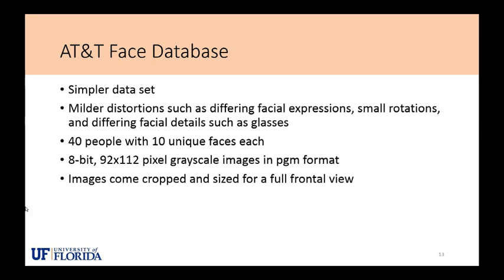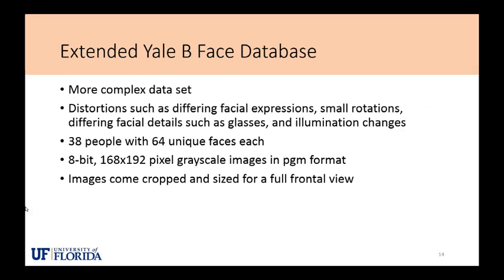Okay, so next we're going to move on to the databases. The 2 databases are the AT&T one first. This is the simpler data set, as I may have mentioned. There are very mild distortions, such as differing facial expressions, smiling or frowny face, small rotations of the head, as well as differing facial details, such as some wearing glasses or some not wearing glasses. In this data set, there are 40 separate people. Each person has 10 unique faces. All the images are 8-bit, 92 by 112 pixels, all grayscale and PGM format. And thankfully they've come cropped and sized for a full frontal view, so there's no manual labor done there.